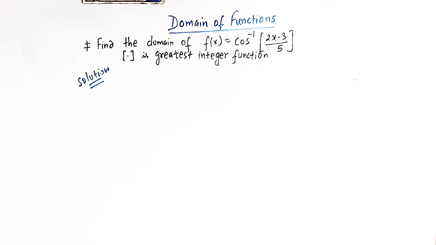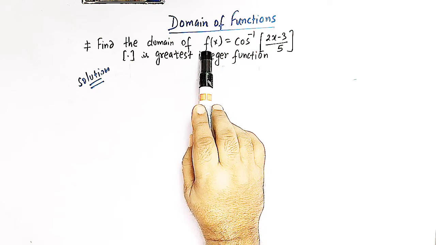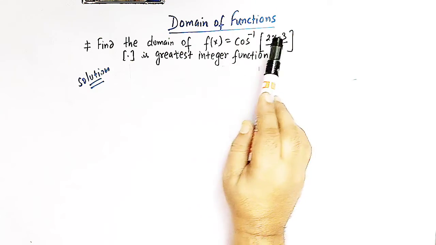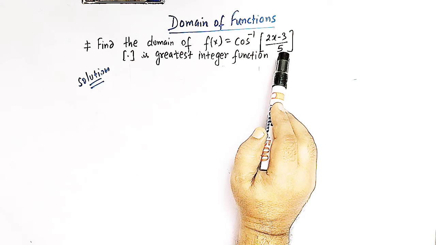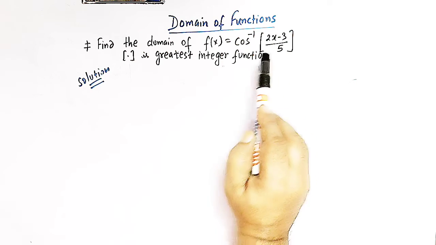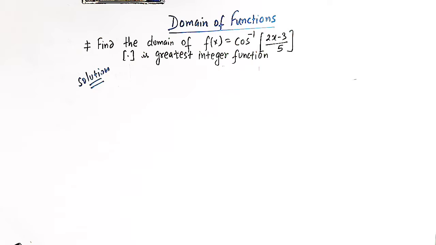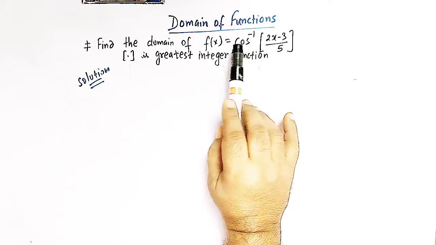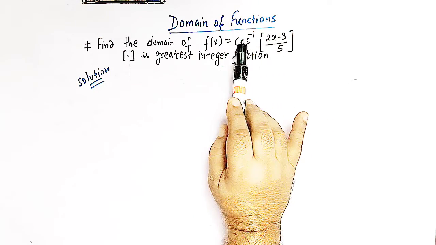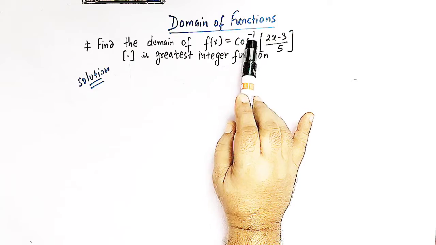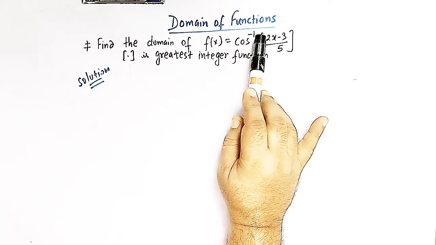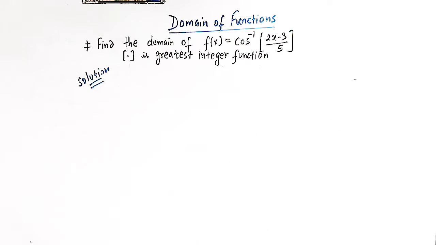Hello viewers, in today's session we are going to discuss another important and conceptual problem from domain of functions. Here we have to find the domain of this function, that is f of x is equal to cos inverse of the greatest integer of 2x minus 3 over 5, right? Here we can see that we have the combination of two important functions. The first one is the inverse cosine function, and the second one is the greatest integer function.